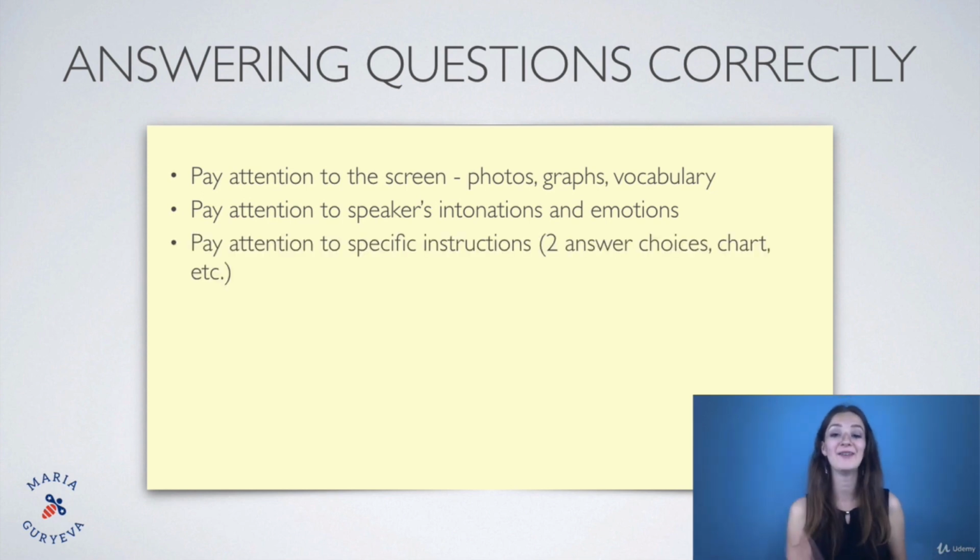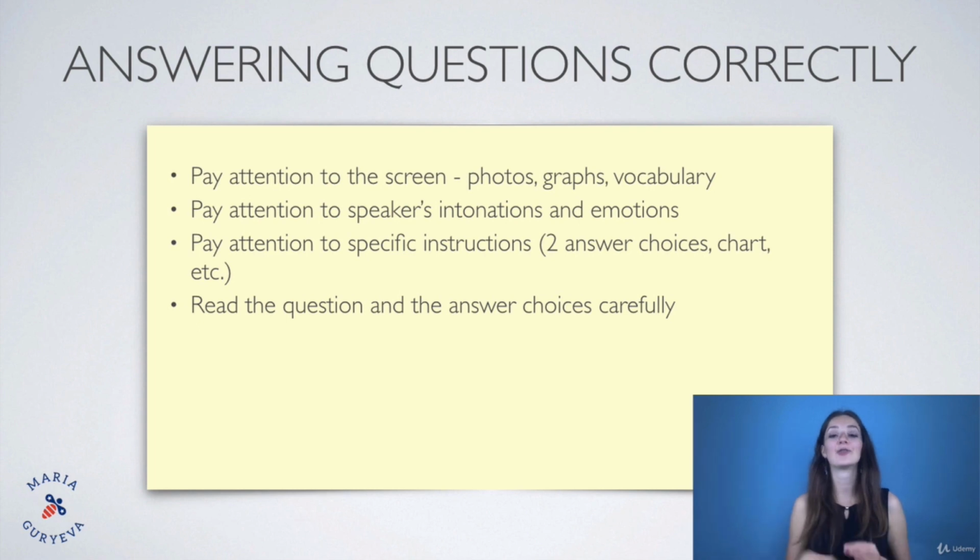Pay attention to specific instructions, answer choices, charts, etc. It's very bad when you pick one answer choice instead of three and you get it all wrong, right? So just pay attention to it. Or you're trying to do a chart, so make sure you know how to do a chart and how to put all the checkmarks. So pay attention to the specific instructions. What is this question? Is it a multiple choice question? Is it a chart? Is it just one answer? Is it multiple answers? Pay attention to the instructions so that you don't make mistakes.